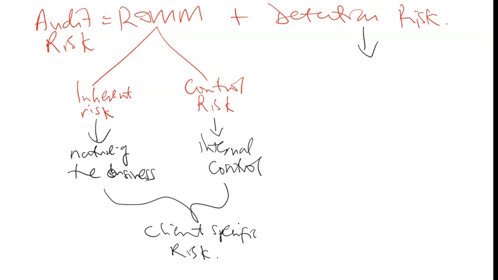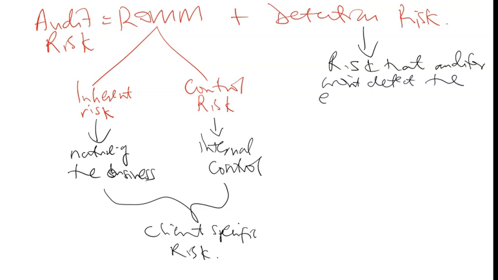Okay, detection risk is the risk that the auditor's processes are not going to detect an error or fraud within the financial statement. So let me just write it: risk that the auditor won't detect the errors in the financial statement. So we've got two forms of this detection risk.